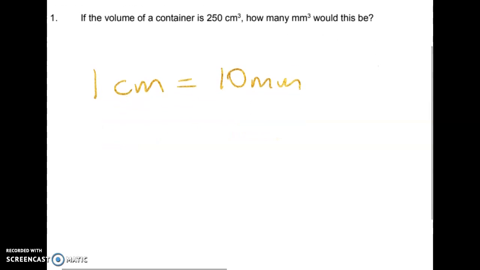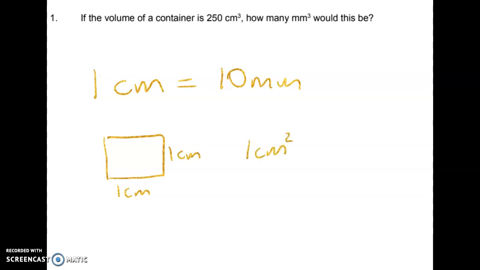So I start off by drawing a couple of pictures. If I've got, now obviously this is not 1 centimetre, it's much bigger, 1 centimetre here and 1 centimetre here, that gives me 1 centimetre squared, right? Imagine there are 10 lines there and 10 lines there. So 1 centimetre squared is equal to 10 times 10 millimetres squared, right?